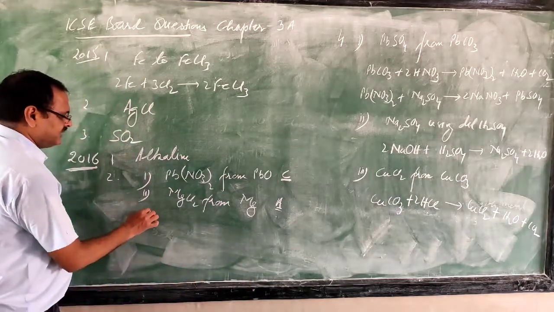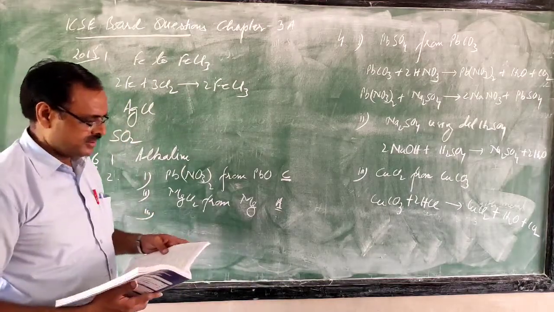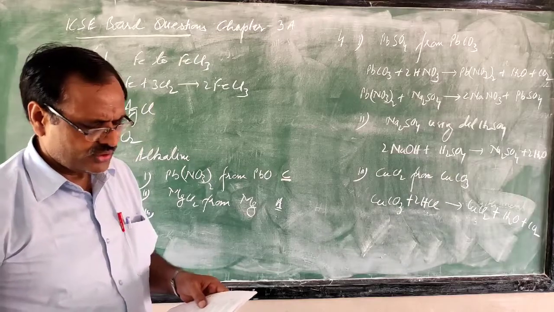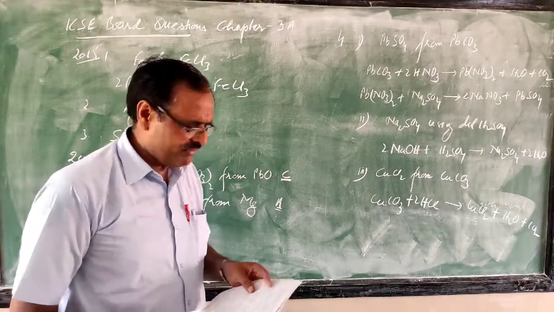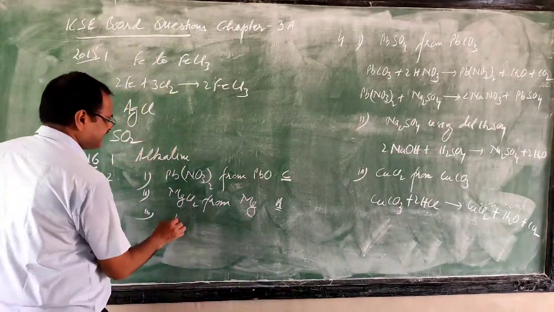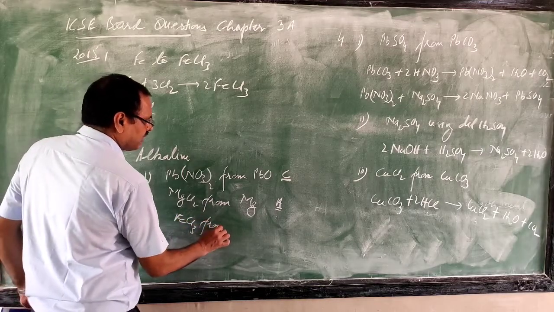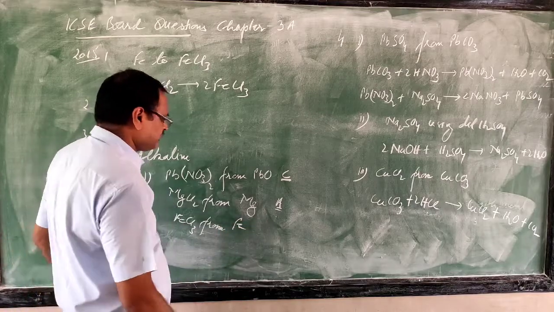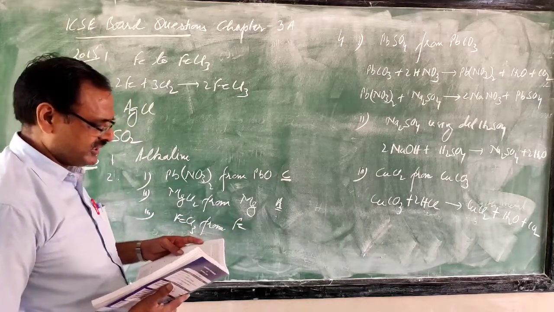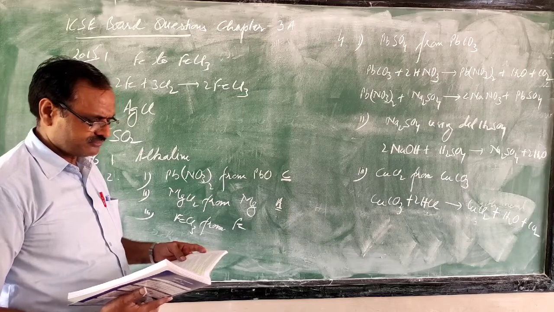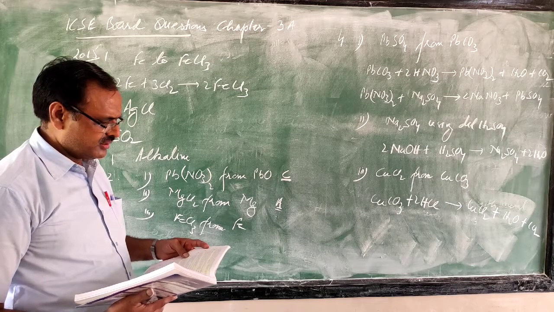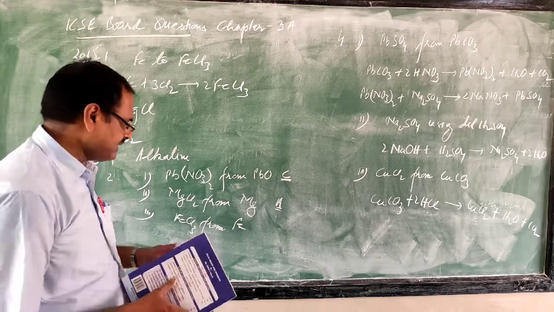Then the third one, FeCl3 from iron. This is direct combination. So just see, direct combination is given. Yes, combination is given, E.